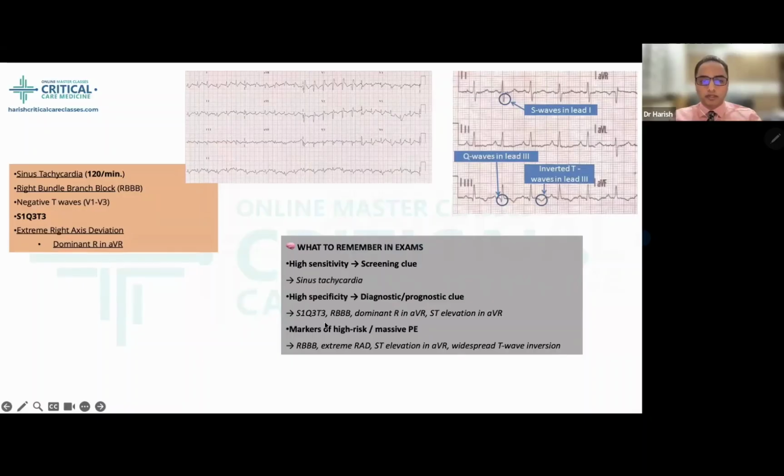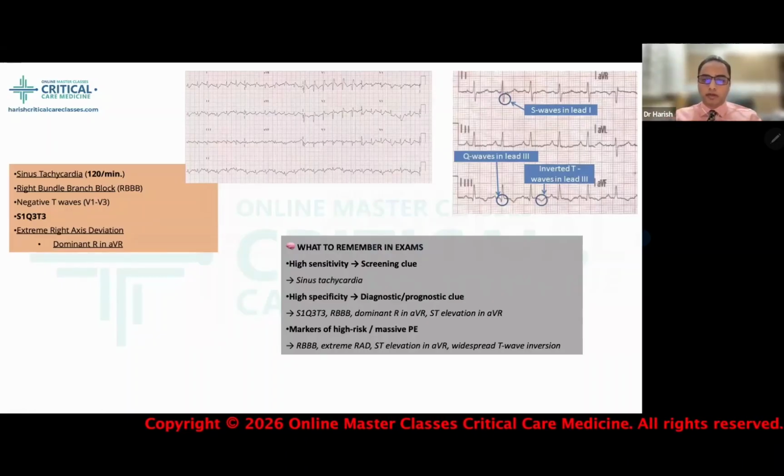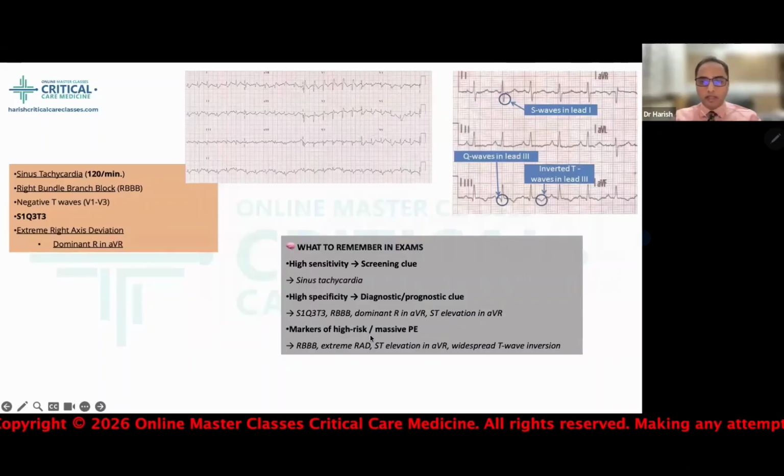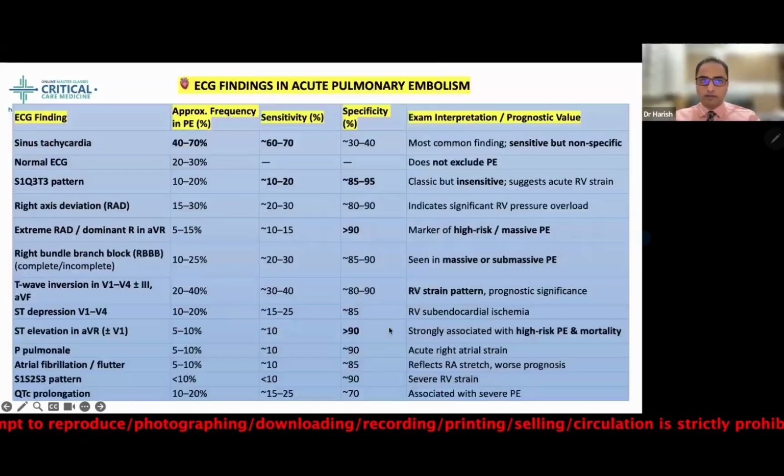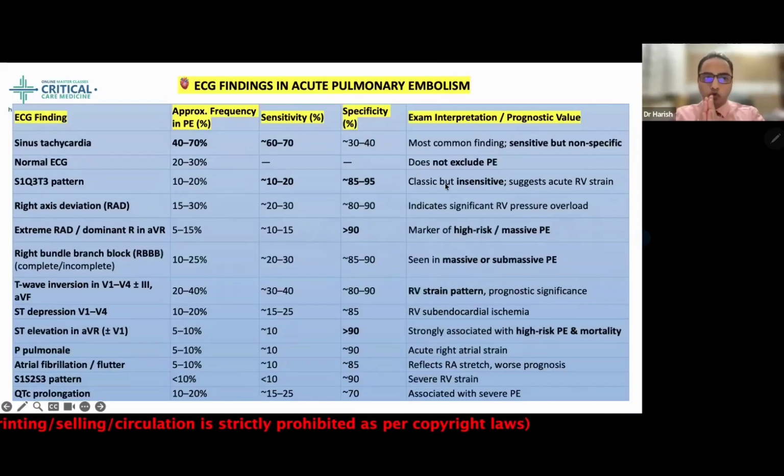So high specificity, diagnostic and prognostic clue. S1Q3T3 is not so common but highly specific. RBBB, dominant R wave in aVR, ST elevation in aVR. These are the specific markers of pulmonary embolism. Markers of high risk or massive PE: RBBB pattern, extreme right axis deviation, ST elevation in aVR, and widespread T wave inversion. So this tells there is a massive PE. These are some of the common ECG findings with their sensitivity, specificity, and what you need to remember. Please go through this table.